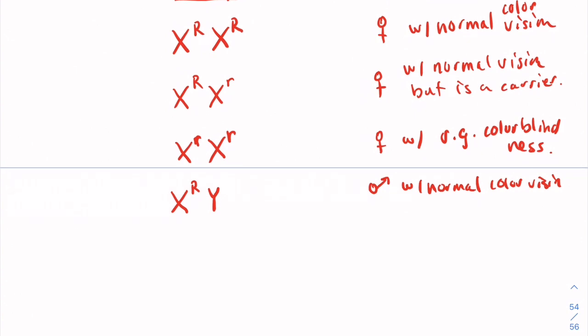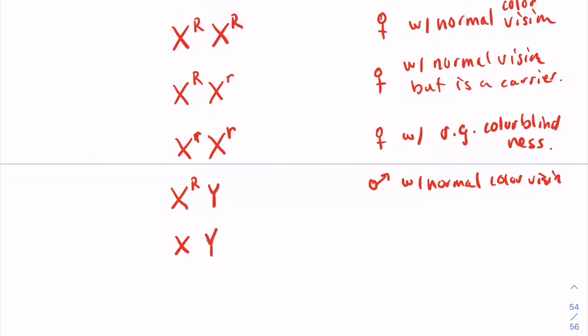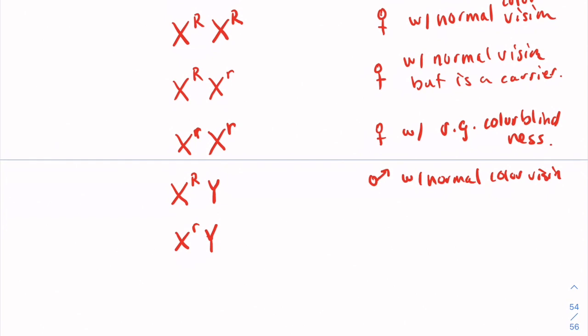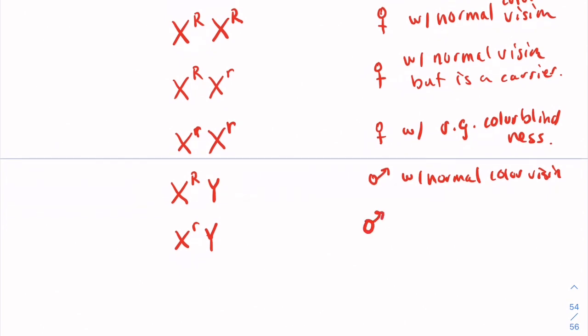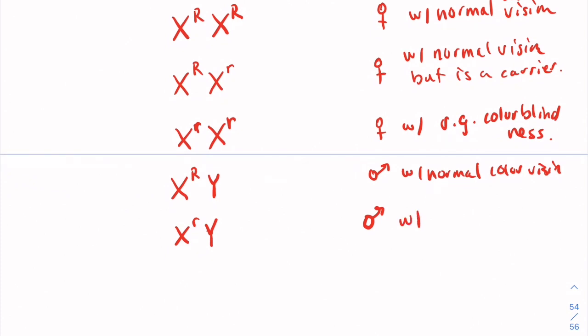Any other options for males? Sure, we could give this male a recessive allele. So this is a male with what kind of vision? With red-green color blindness. This male would have red-green color blindness.